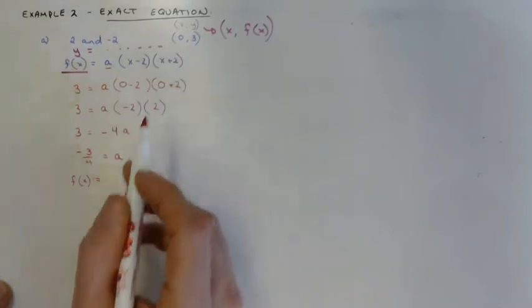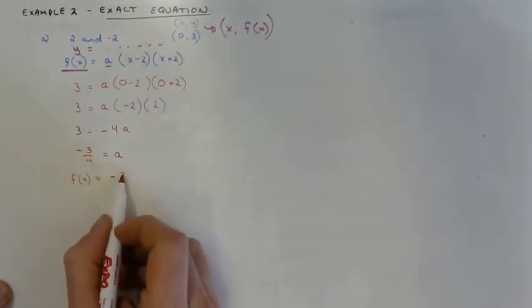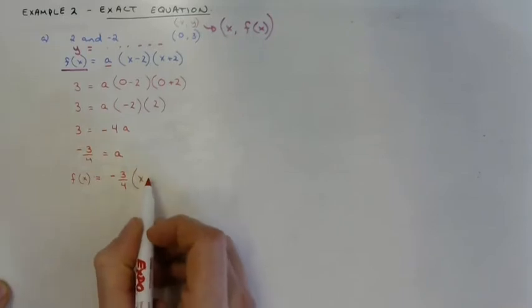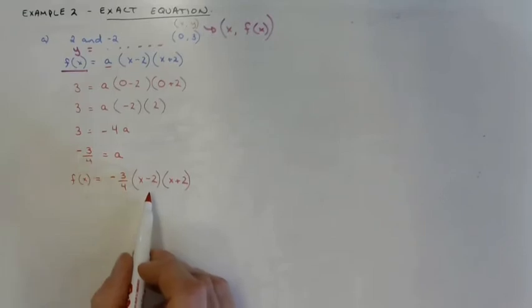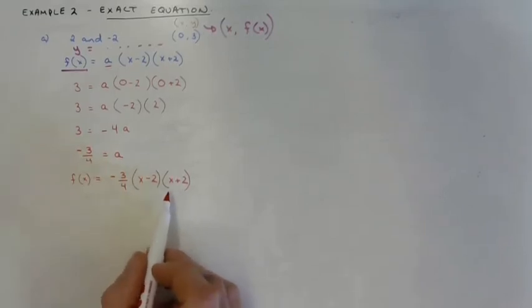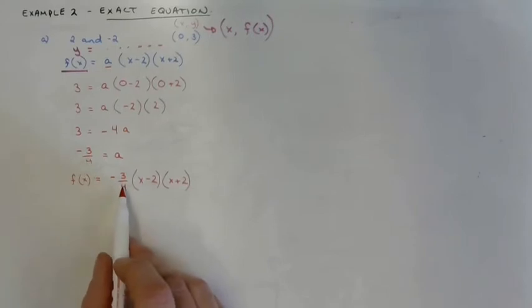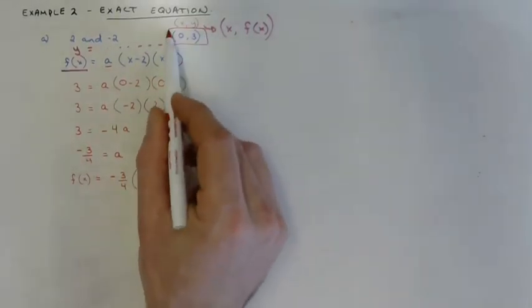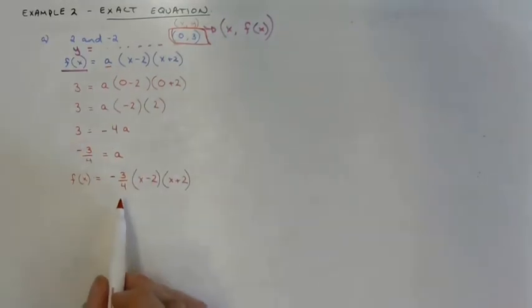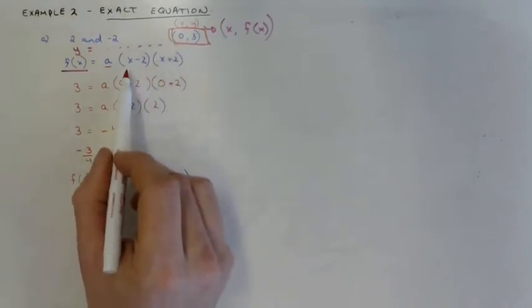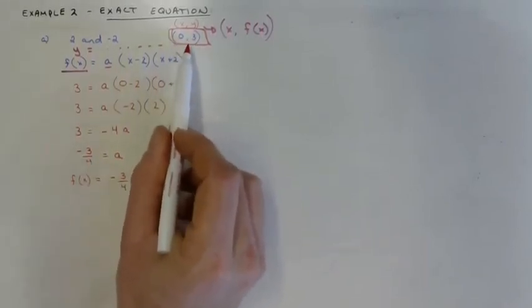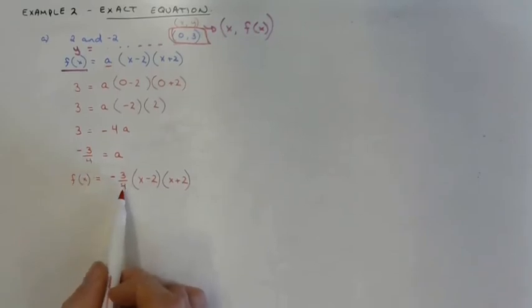So a is negative 3/4, which tells us that the exact member of this family that goes through (0, 3) is f of x equals negative 3/4 times (x minus 2)(x plus 2). So it still has zeros of 2 and negative 2, but it has a stretch compression factor of negative 3/4, which causes it to go through the point (0, 3). There is no other member of the family that will go through (0, 3). The only one has a compression factor of 3/4, and it's reflected over the x-axis.